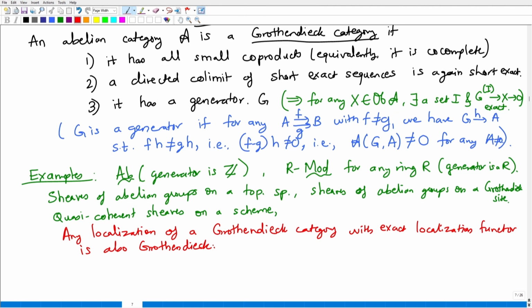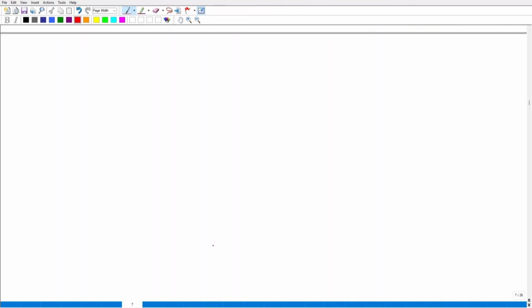So let me state what localization is. Those who have studied algebra, commutative algebra, let's say, should be familiar with the concept. So consider Z. In the integers, you consider all non-zero integers. Is the set of non-zero integers closed under multiplication? Does it contain 1? Yes. And what if you want to invert all these non-zero integers, like multiplicatively invert all the non-zero integers, what do you get? Rational numbers. Okay, so basically this is called localization.